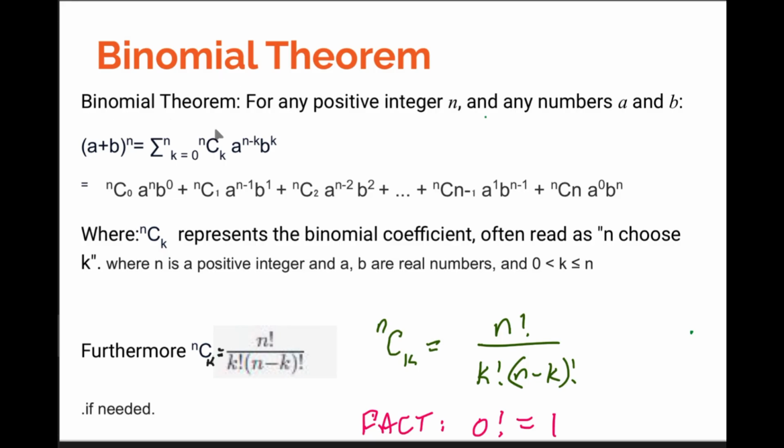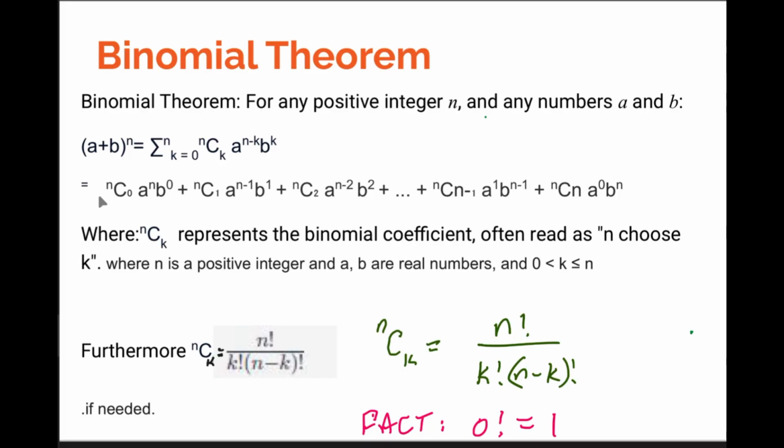The binomial theorem states that for any positive integer n and any numbers a and b, (a plus b) raised to the n is equal to the summation from k equals 0 to n of n C k a raised to the power n minus k b to the k.